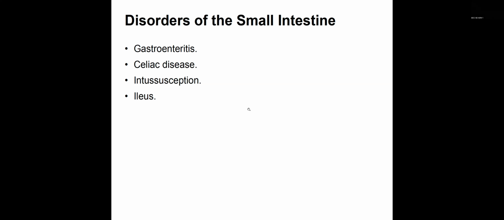Intussusception. This is a condition where one segment of the intestine telescopes into another, causing blockage and reduced blood flow. Ileus. This is a temporary lack of intestinal movement leading to obstruction, often followed by some kind of either surgery or illness.